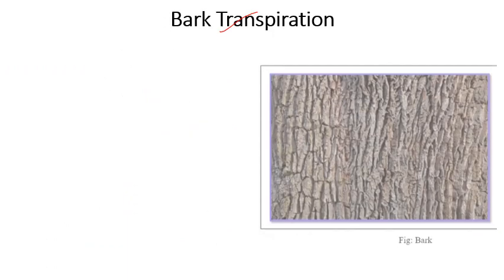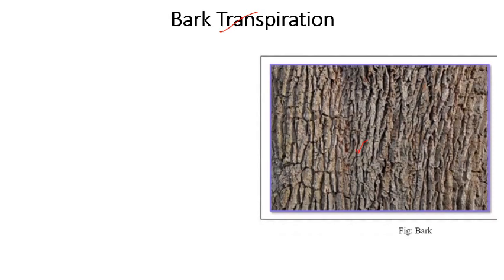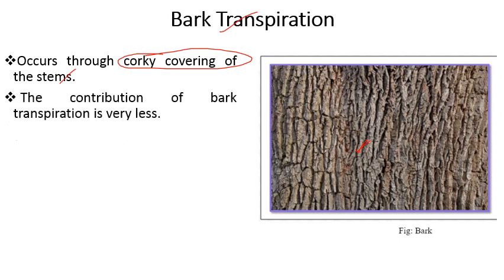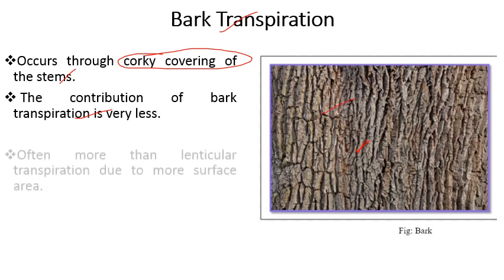Next comes bark transpiration. So it occurs through this outer dead tissue that is known as bark. This bark contains small, tiny openings from which there is negligible loss of water in the form of water vapors, that is called bark transpiration. So it occurs through this corky covering of the stems. And the contribution of bark transpiration is very less, but it is greater than that of lenticels because its surface area is greater as compared to the lenticels.